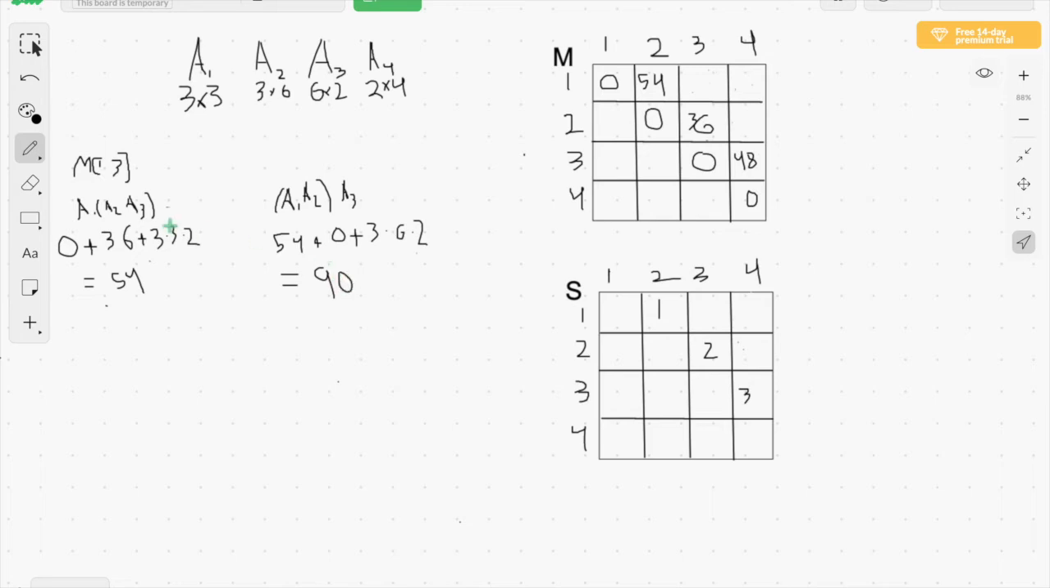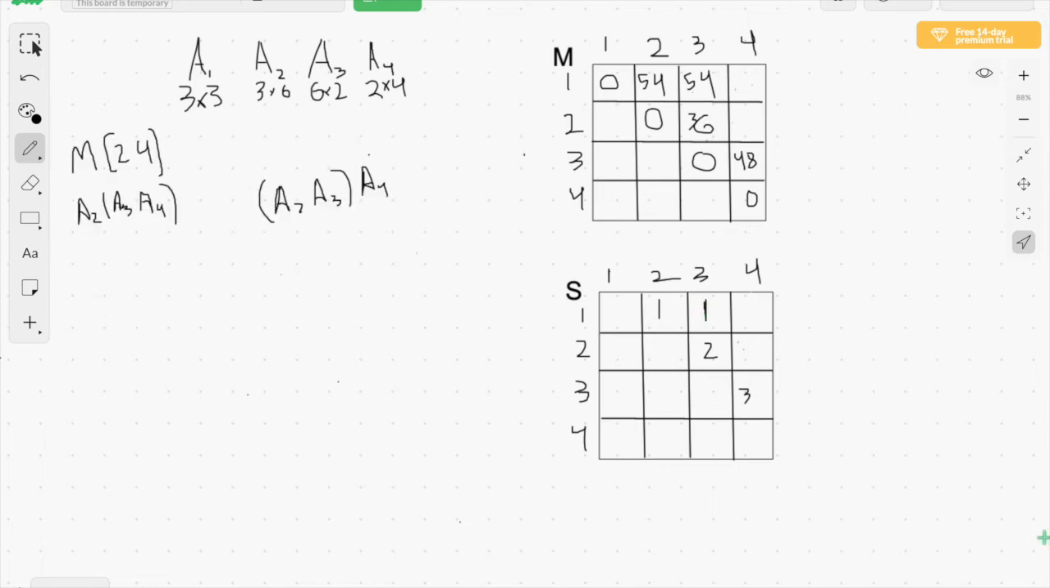So looking at these two, we can see that 54 is smaller than 90. So this is the value that will give us the minimum. So we can put 54 in M13. Now to remember that this is optimal compared to the other, we need to mark a value in the S matrix. In S13, we need to signify where the split is, so we'll mark A1, so we know to separate A1.